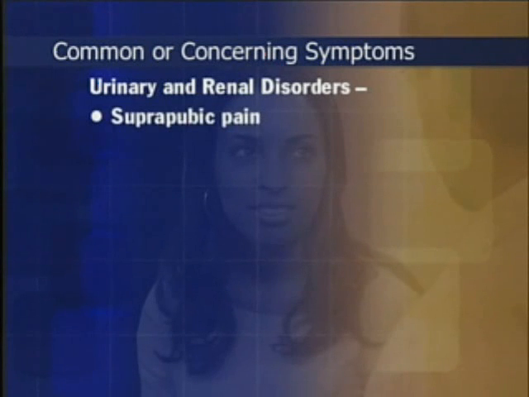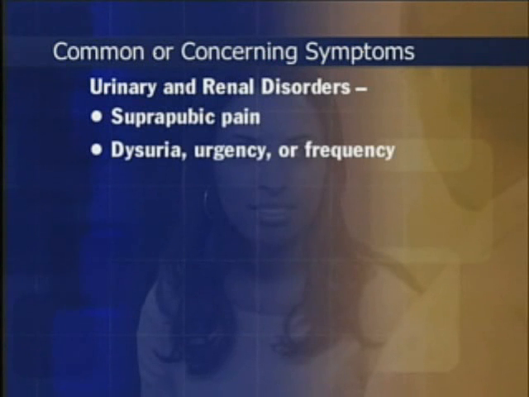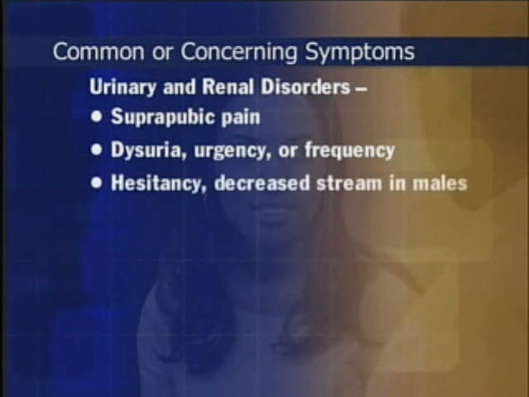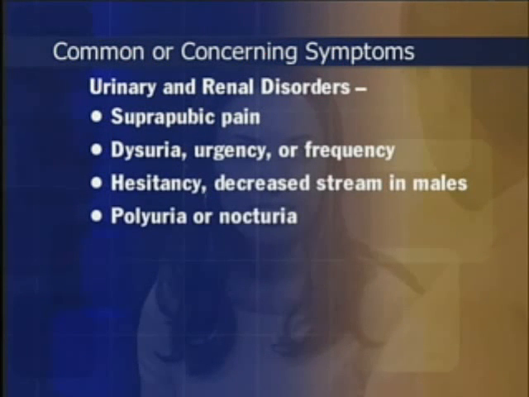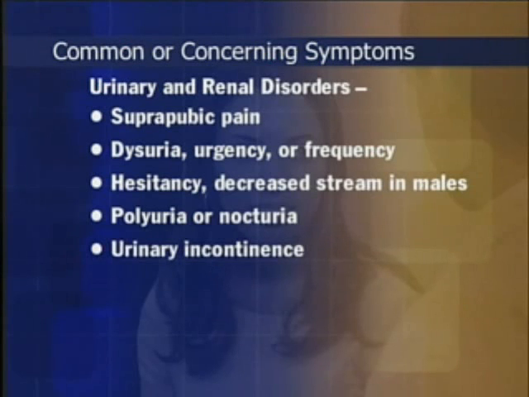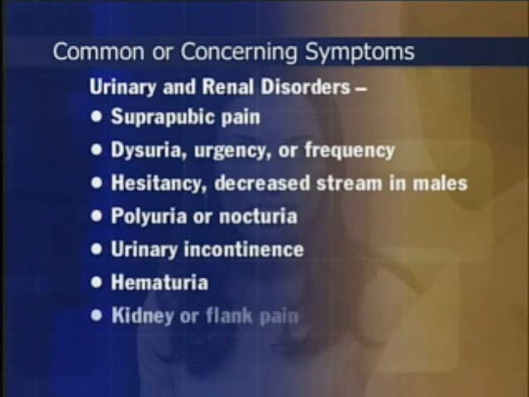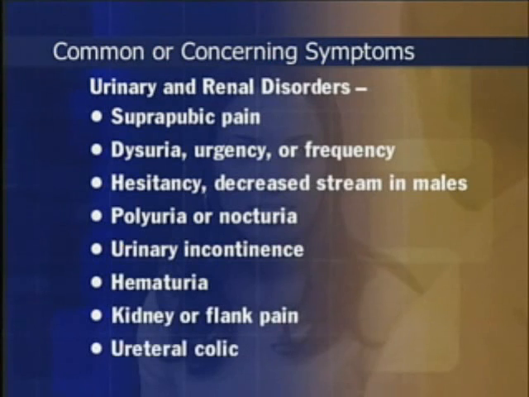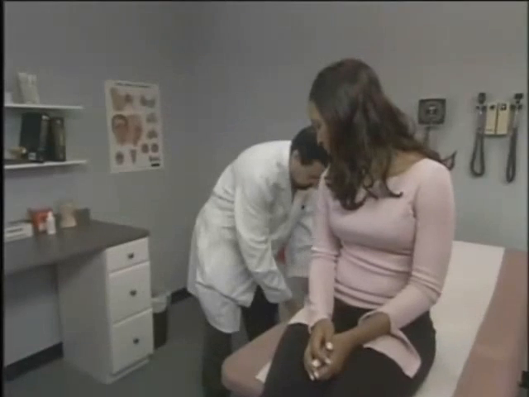Common or concerning symptoms relating to the abdomen and which are specific to urinary and renal disorders include suprapubic pain, dysuria, urgency or frequency, hesitancy, decreased stream in males, polyuria or nocturia, urinary incontinence, hematuria, kidney or flank pain, and urethral colic. By eliciting the patient's concerns before the examination, you prepare for an examination that is efficient and productive.